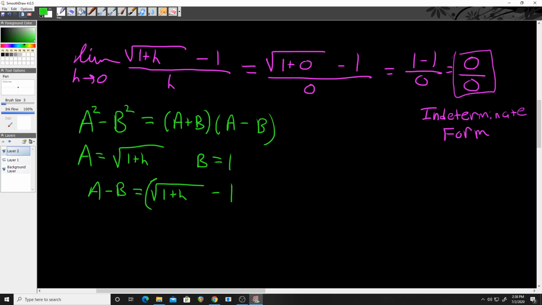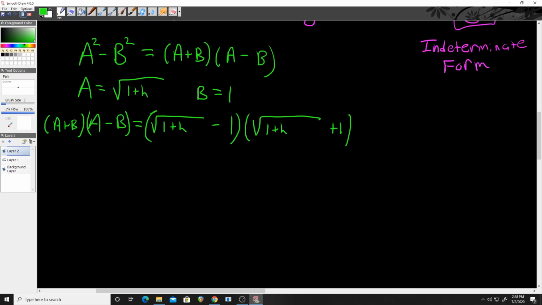So what we're going to do is take this and multiply both sides by a plus b, and see what happens. If I take this and multiply here by the square root of 1 plus h plus 1, then let's see what a plus b times a minus b equals. It's going to be this. So you can apply the formula and save a lot of time. But I'm trying to appeal to everybody, so if you're not with me 100%, just do the algebra. Just do the algebra.